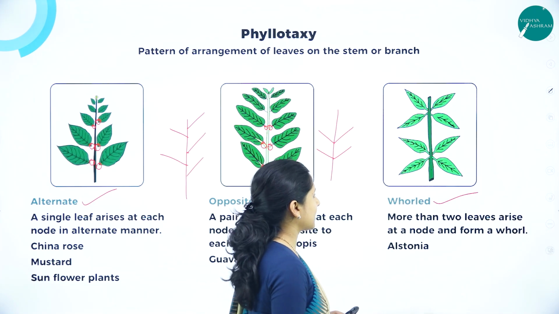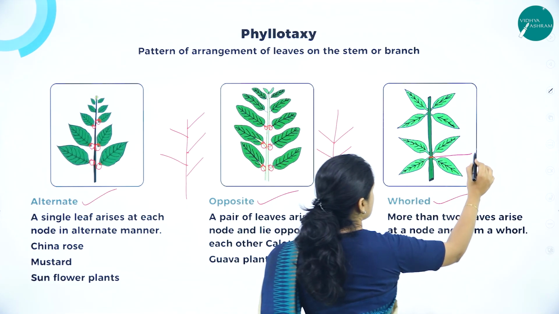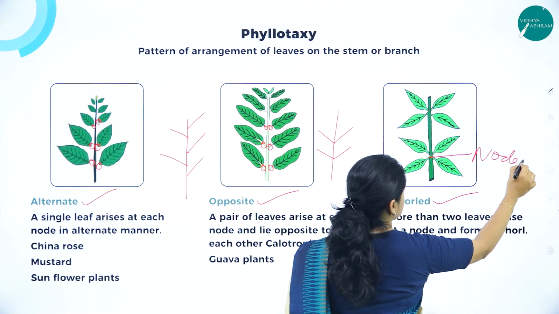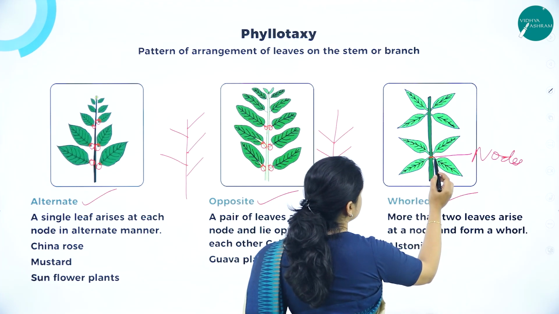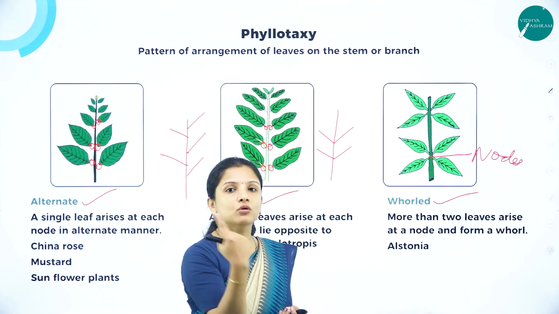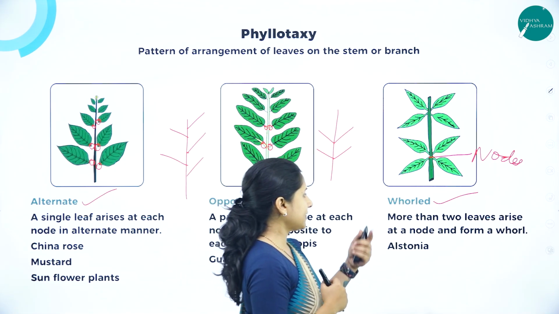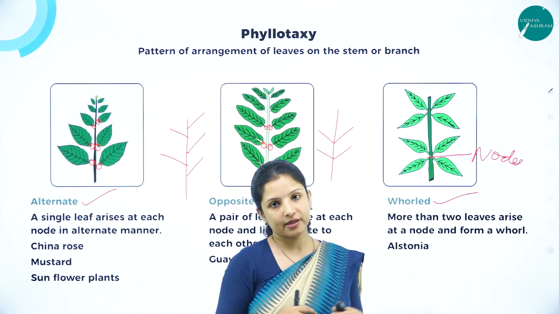Next, whorled phyllotaxy: more than two leaves arise at a node. This is the nodal region, because we know that it is from the nodes that the leaves usually arise. So, there are more than two leaves arranged around a single node and therefore they look like a whorl. So, that is called whorled phyllotaxy and it is usually seen in Alstonia plants.